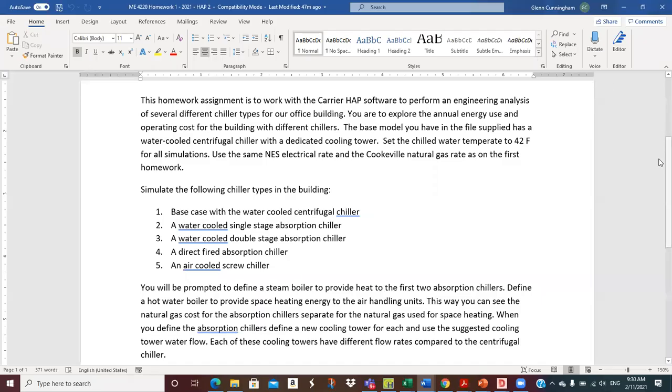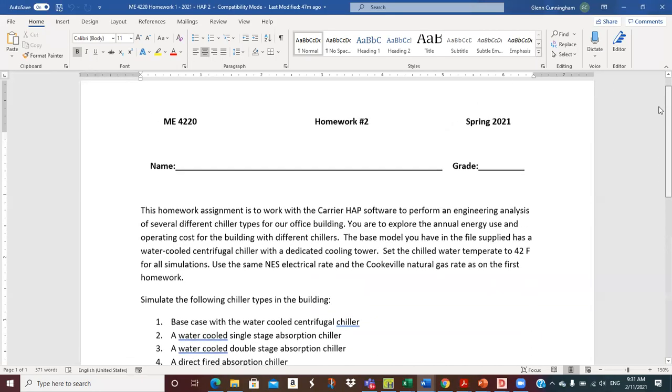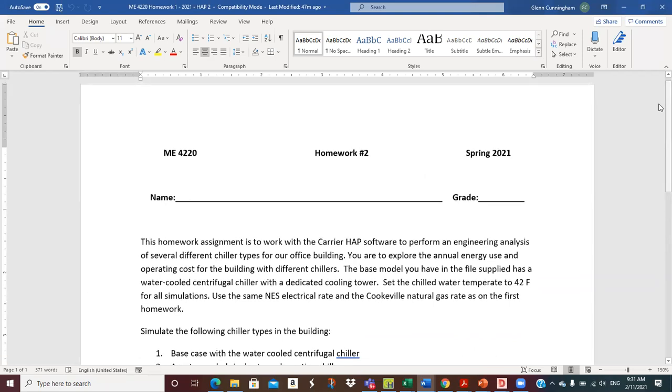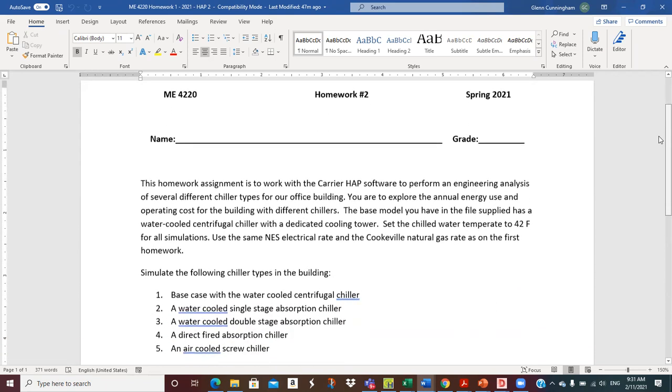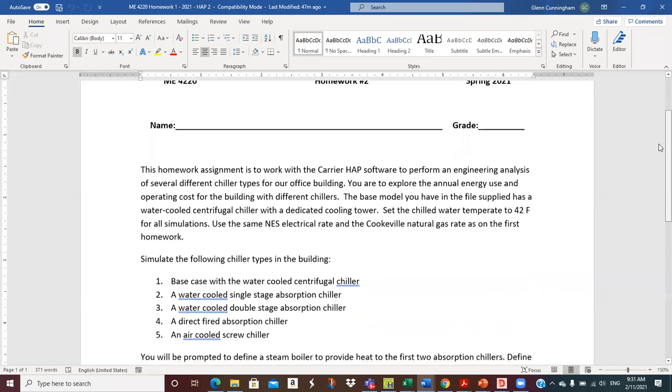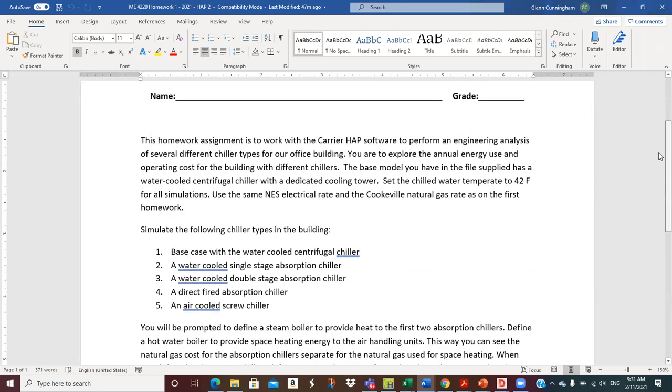Okay, so this document I have up on the screen is your second HAP, Hourly Analysis Program homework. It's along the same line, so you can use that same initial file that I sent to you. So the base case, and we're just going to run some different chillers and look at the impact on the energy use and all that sort of thing for 4 different chillers and compare those to that water-cooled centrifugal.